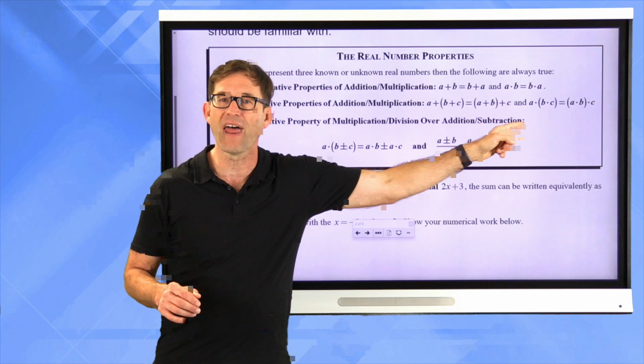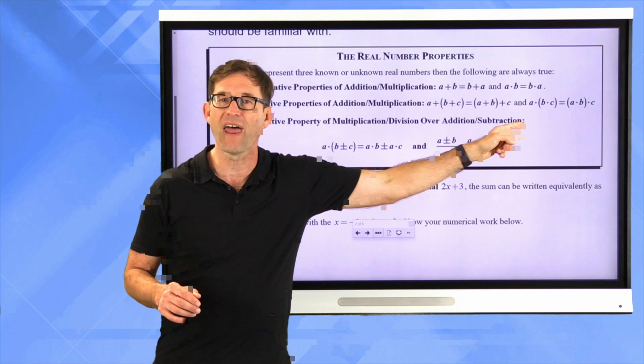Now, you think about the distributive property with multiplication all the time, but it also works with division. In other words, if I have A plus or minus B all divided by C, I can first divide A by C, then divide B by C and add or subtract again, depending on whether I'm adding or subtracting up here. The multiplication distributes over the addition or the subtraction, as does the division.